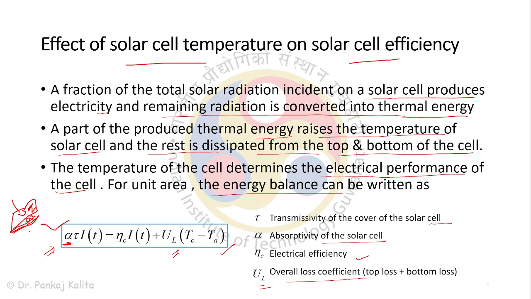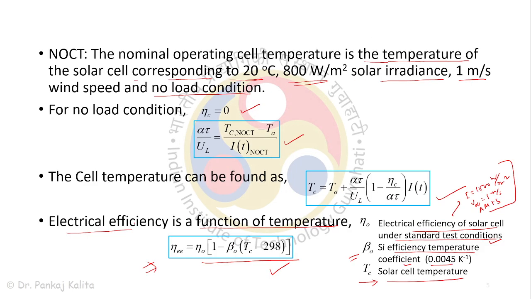Okay, so this is equal to your electrical efficiency plus your losses. UL is your overall loss coefficient between the temperature of the solar cell cover and the atmosphere. So this energy balance, I hope it's clear how it's written.